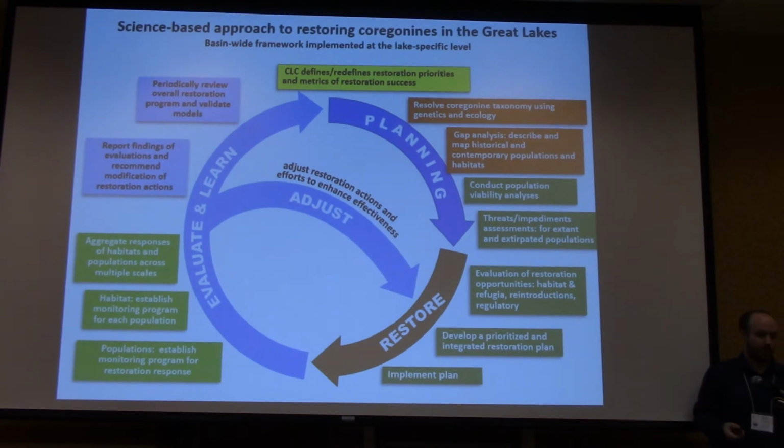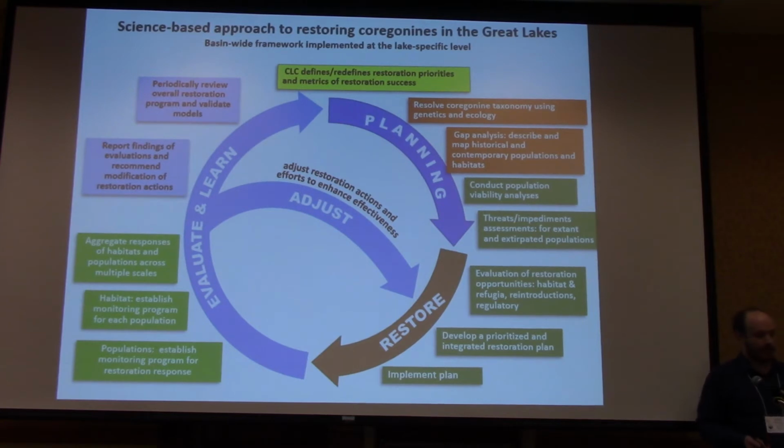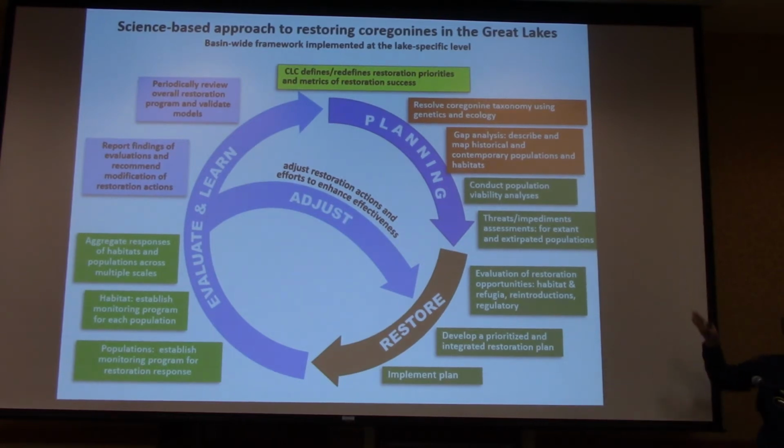The reason for doing this work is that across all five Great Lakes right now, there's an effort to understand and provide some science to help with cisco restoration, or coregonine restoration in general. And we're up here in these two orange boxes right now. So the first box there, resolving some of the taxonomic issues, is where this project has been going towards.